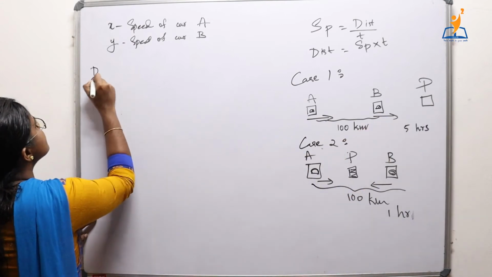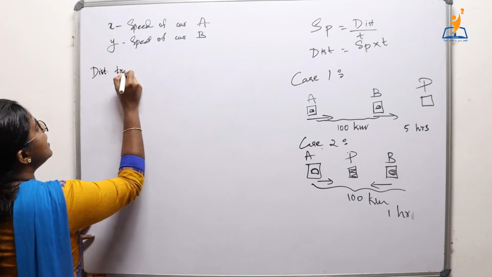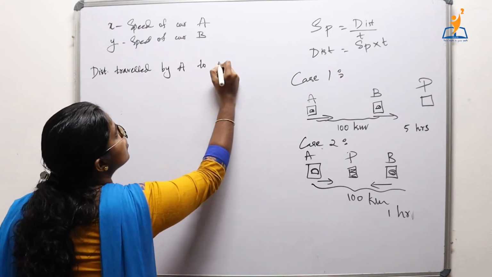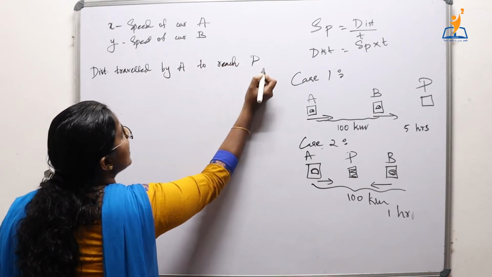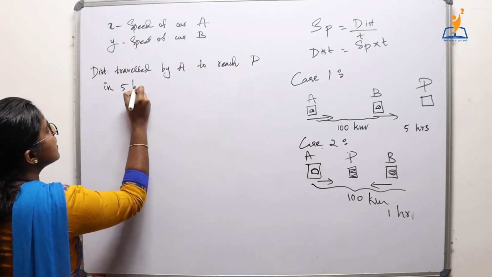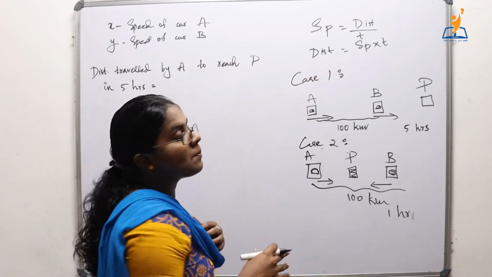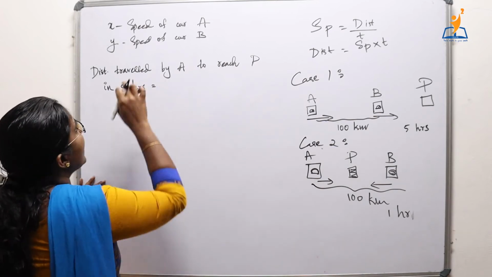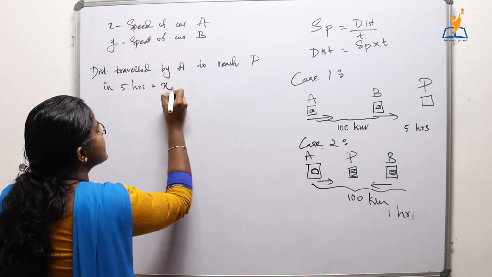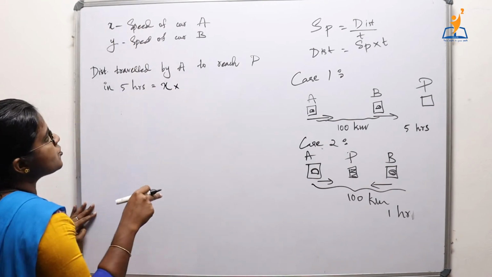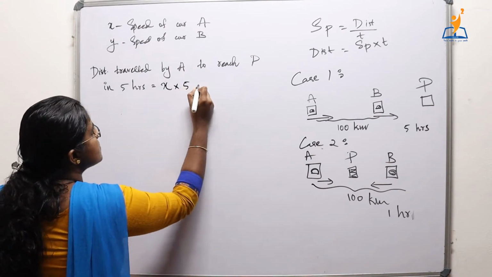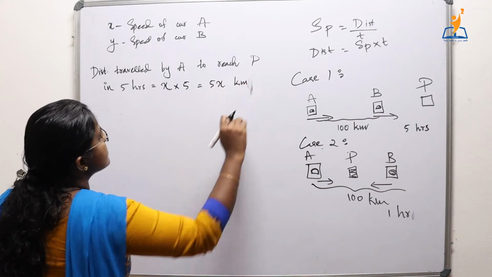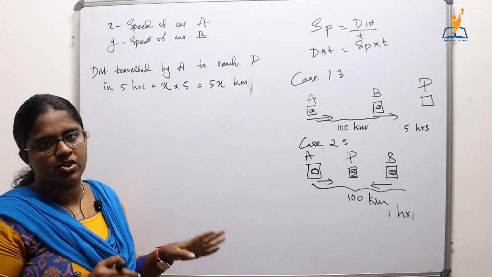So the distance travelled by A to reach P in 5 hours is, distance is nothing but speed into time. What is the speed of the car starting from A? Speed of the car starting from A is x and the time taken to reach P is 5 hours. So x into 5, 5x kilometers, is the distance travelled by A to reach P.